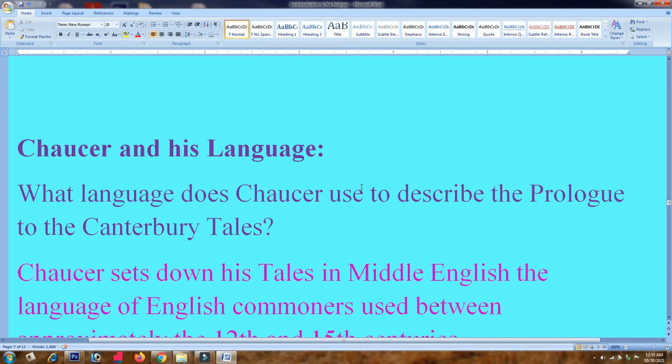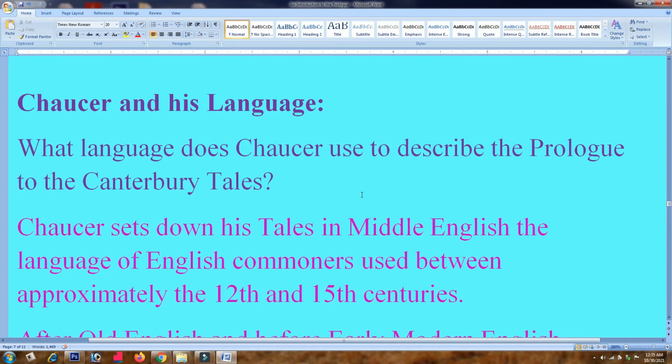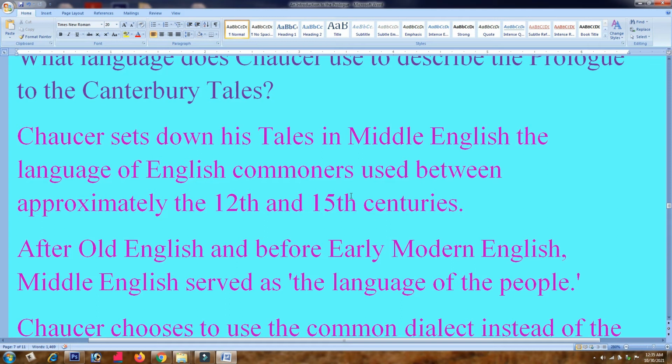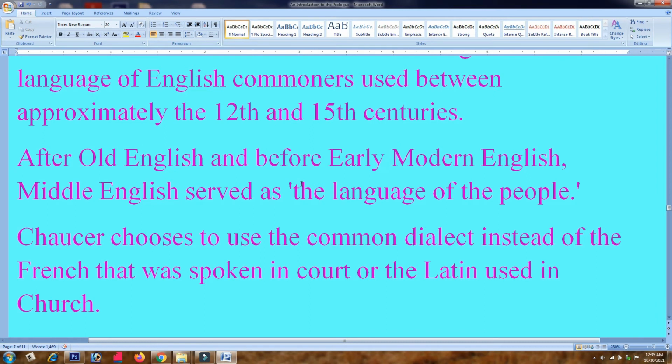What language does Chaucer use to write the prologue to the Canterbury Tales? Chaucer sets down his tales in Middle English, the language of English commoners used between approximately the 12th and the 15th century. After Old English and before early modern English, Middle English served as the language of the people. Chaucer chooses to use the common dialect instead of the French that was spoken in the court or the Latin that was used in church.